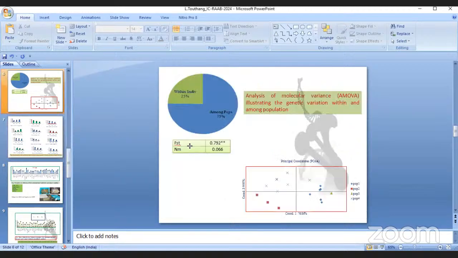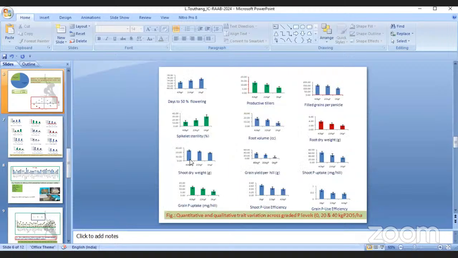Here we can see that the value of FST among the populations was high. This suggests a strong genetic differentiation among the rice landraces in response to low phosphorus. The gene flow of 0.06 suggests that it is low, which means that the landraces the farmers have been cultivating are still maintained, and the genetic purity is still maintained.